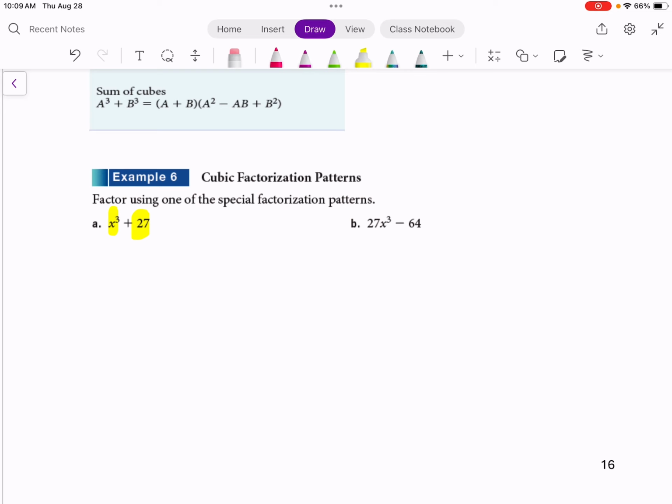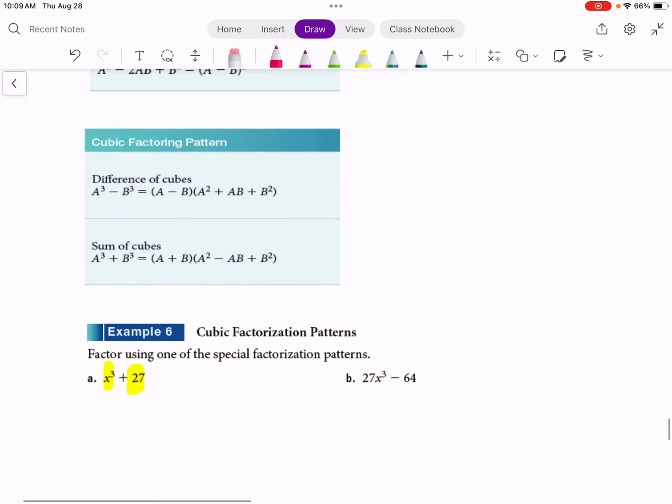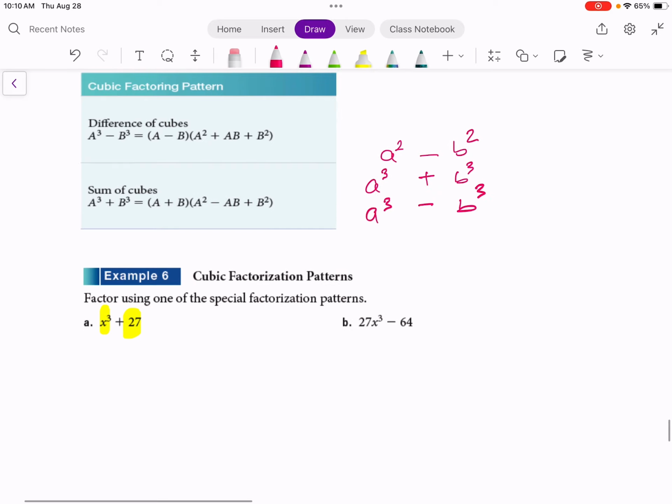If we have 2 terms, there are 3 cases. Is it a difference of square terms? Is it a sum of cube terms? Is it a difference of cube terms? What do you think? So what do we have here? We have x cube, so we can exclude the difference of squares, and we have a positive in between the two terms, so we can exclude the difference of cubes. So the only option we have is sum of cube.